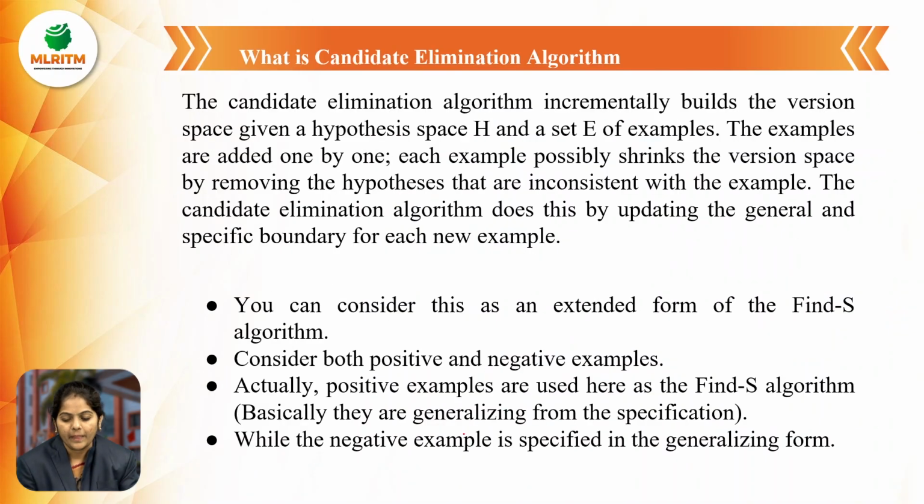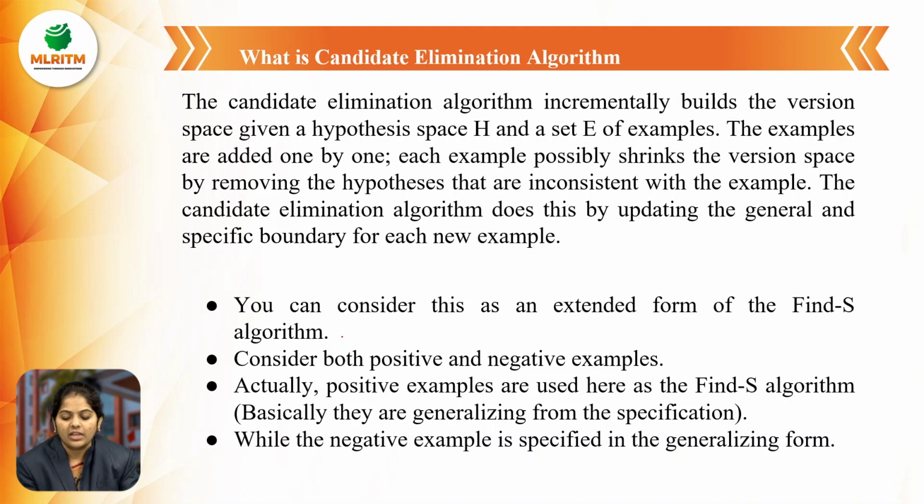Next we'll see the candidate elimination algorithm. The candidate elimination algorithm incrementally builds the version space given a hypothesis space H and a set of examples E. These examples are added one by one, and each example possibly shrinks the version space by removing the hypotheses that are inconsistent with the example. The candidate elimination algorithm does this by updating the general and specific boundary for each new example. So here the shrinking of the version space can be done.